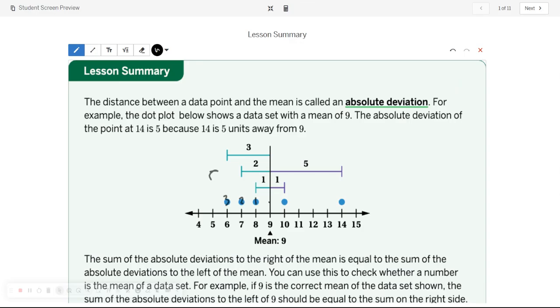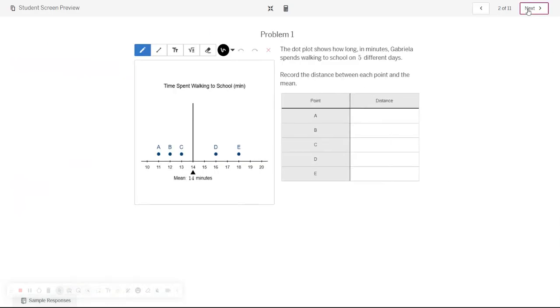So 8 would be a 1, 7 would be a 2, 6 would be a 3. If I add all of those up, it adds up to 6. 10 would be 1 above that, and then 14 is 5 above that, and 1 plus 5 is also 6. They should balance if it is the actual mean.